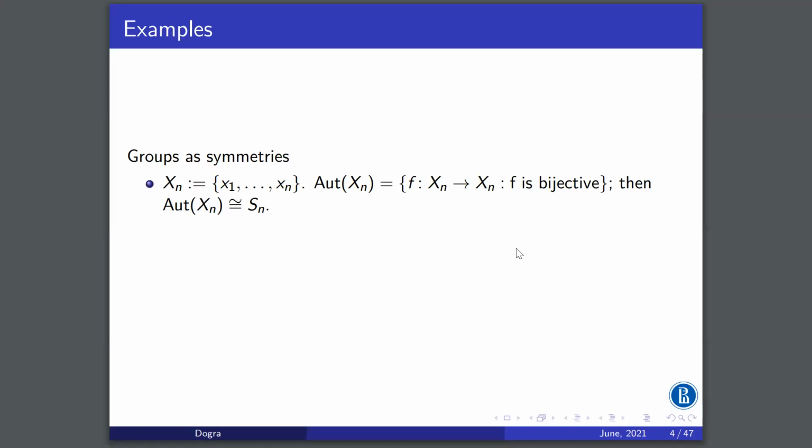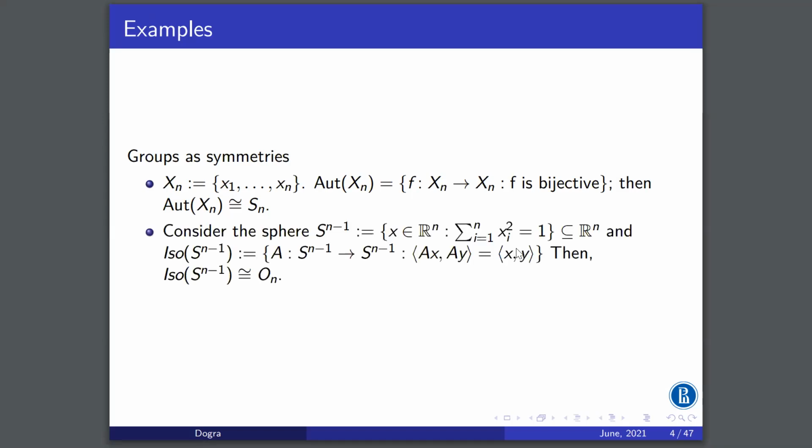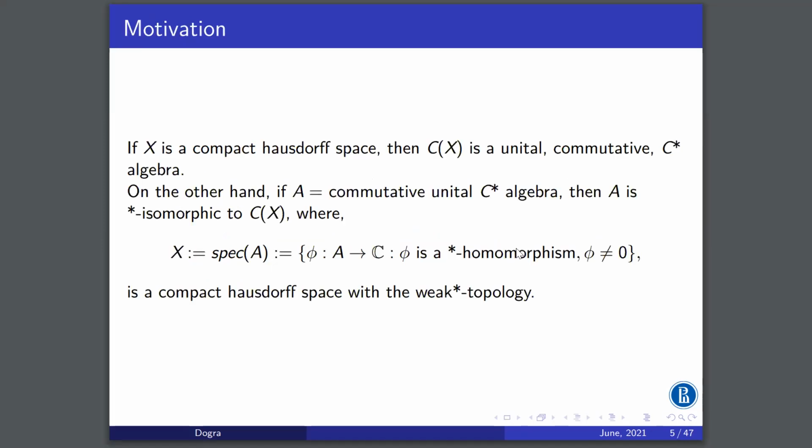Starting off, we just recall the conventional examples of groups as symmetries. If we have a finite set with n elements and we take its group of automorphisms, then it is exactly the symmetric group on n elements, and it acts on the finite set by permutations. In the same spirit, another example is the sphere and the group of its isometries, and that group is isomorphic to the orthogonal group.